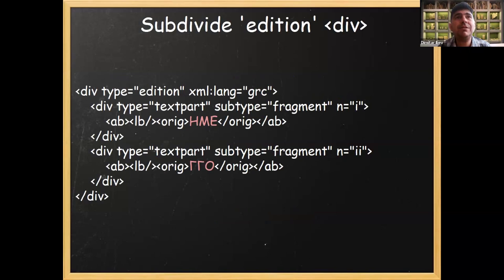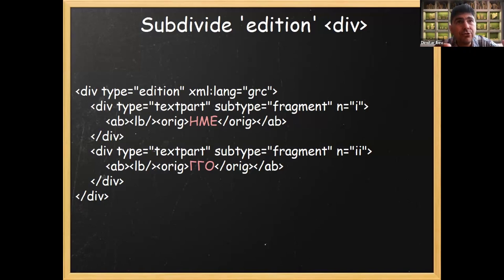You can have textual fragments, and as you saw yesterday, all the edited text of your monument lives in div type edition, but inside div type edition you could have div type text parts, and you can divide your text in as many text parts as you wish. You can put the different parts in your text in different AB blocks, which stand for anonymous block, but the most clear-cut way to do it is if you do subdivisions in different div type text part.